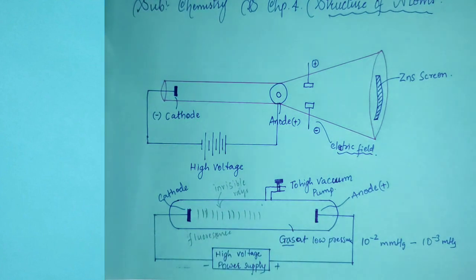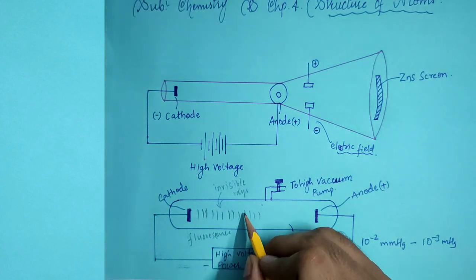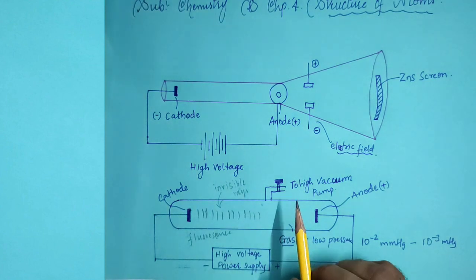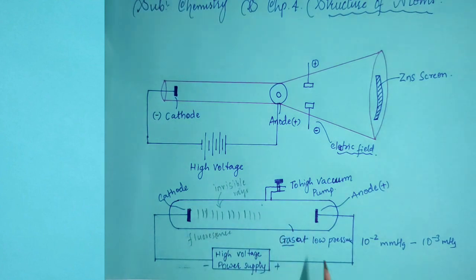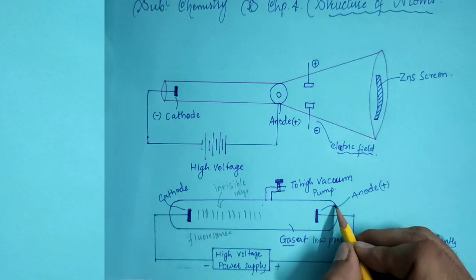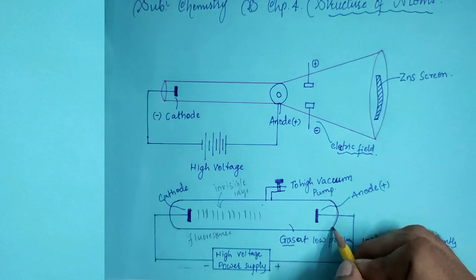These rays were called cathode rays because they were emitted from the cathode. J.J. Thomson studied the properties of these rays, which led to the discovery of the electron. Now they created a very low pressure, 10 raised to minus 2 millimeter Hg. At very low pressure, it was seen that far beyond the anode there was a fluorescence at the end of the tube.